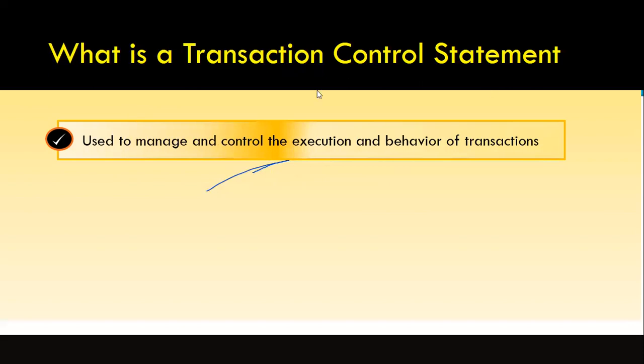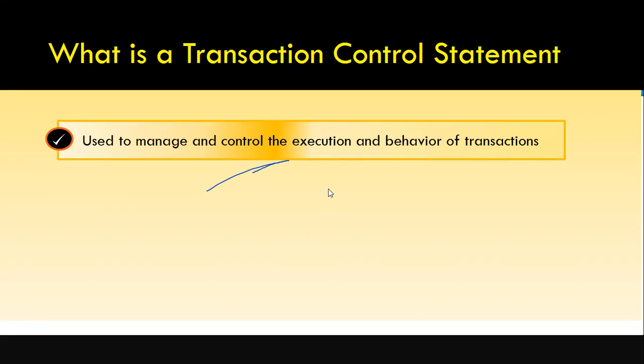We know what a transaction is. A transaction is nothing but grouping a set of operations together as a single unit. Fine, but is there any way we can manage and control the execution of the set of operations that we grouped? That is what we are going to discuss as part of transaction control statements. That is what TCL, the transaction control language, tells us.